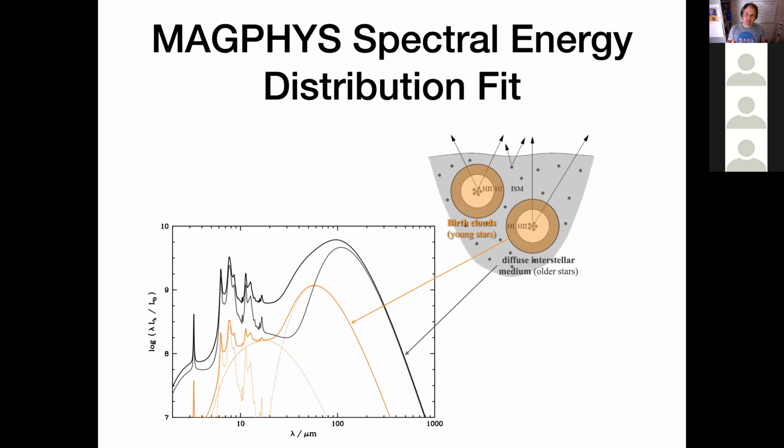And then you do these SED, the spectral energy distribution fits. So MagPhys is one of these pieces of code that does that. What it does is it trades light from the blue and says, all right, that has been reprocessed by dust, by the interstellar matter. So you lose blue light and it shows up again as submillimeter, so 100 micron light.